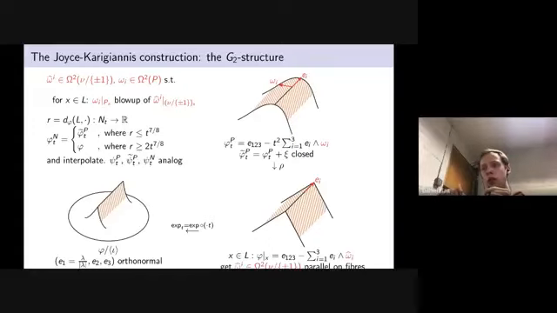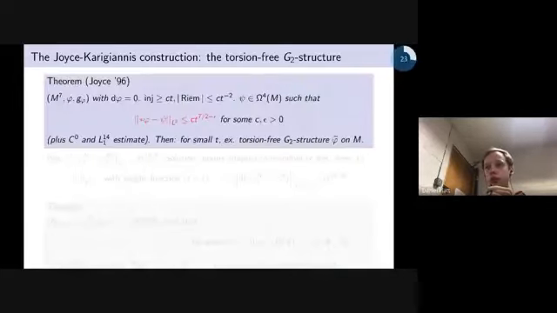Now the thing is that when phi is closed, psi is closed, but in general you will not have that star phi equals psi. Because if you had this, then you would have gotten yourself a torsion-free G2 structure, because phi is closed and co-closed. But the problem is exactly that you're not done yet. The G2 structure is not quite torsion-free yet. So here's how to go from here. Here's how to get a torsion-free G2 structure.